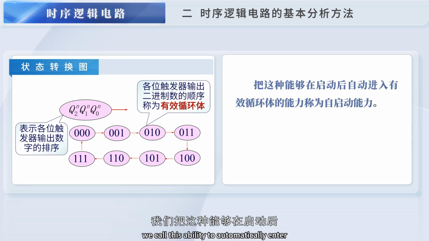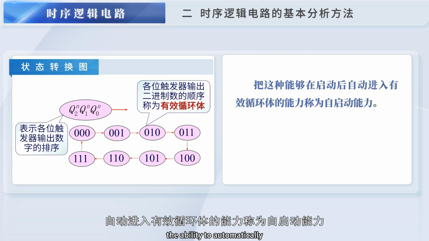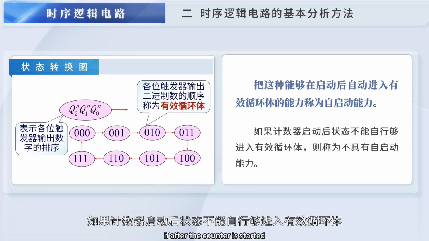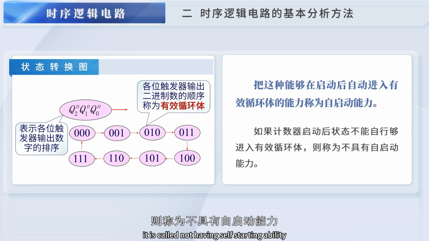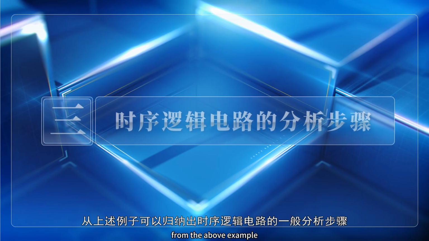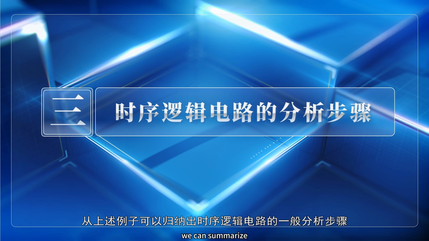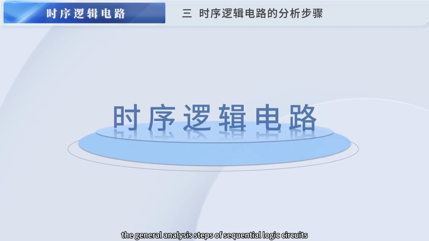We call this ability to automatically enter the effective loop self-starting ability. If after the counter is started, the state cannot enter the valid cycle by itself, it is called not having self-starting ability. From the above example, we can summarize the general analysis steps of sequential logic circuits.